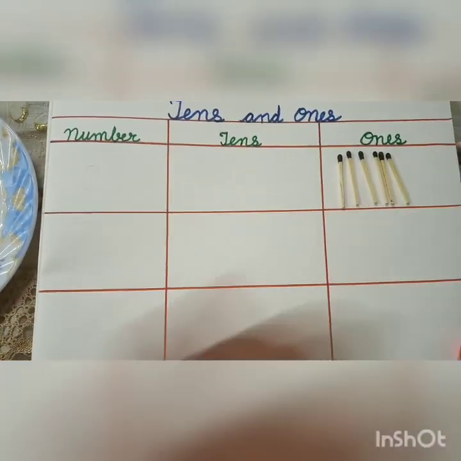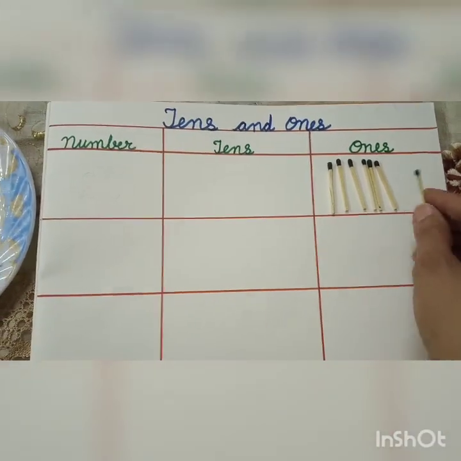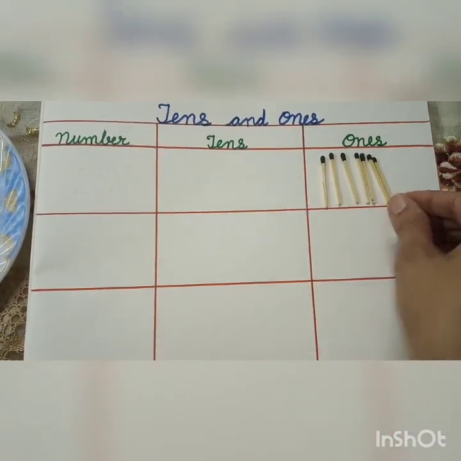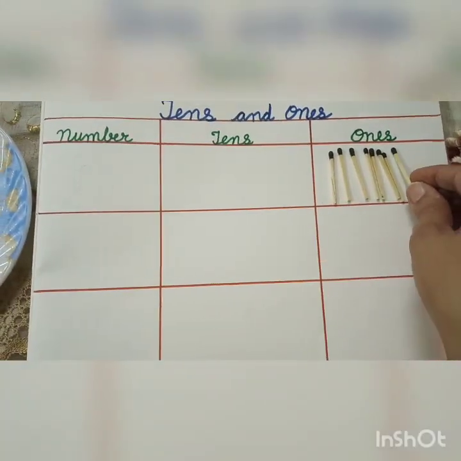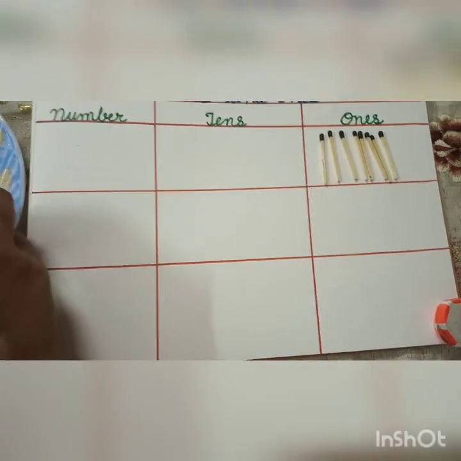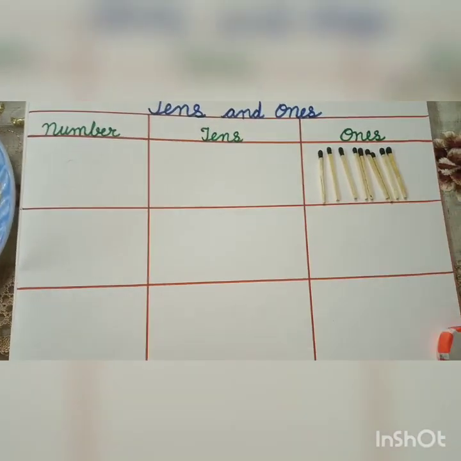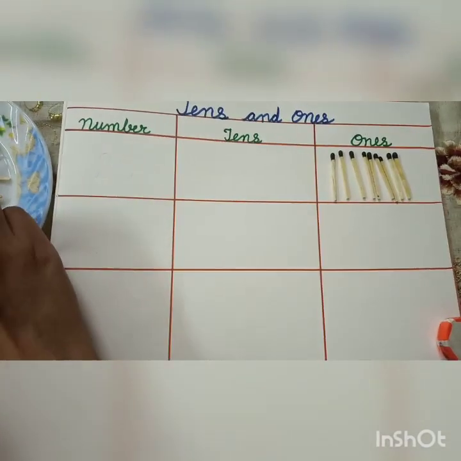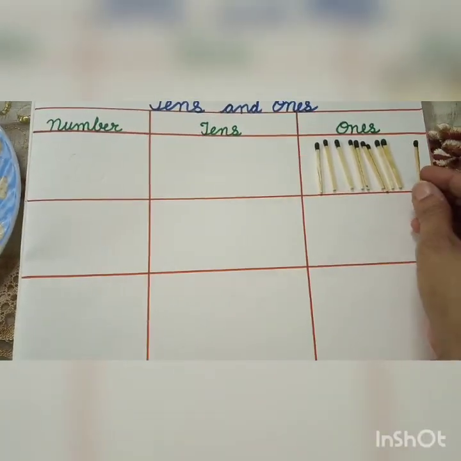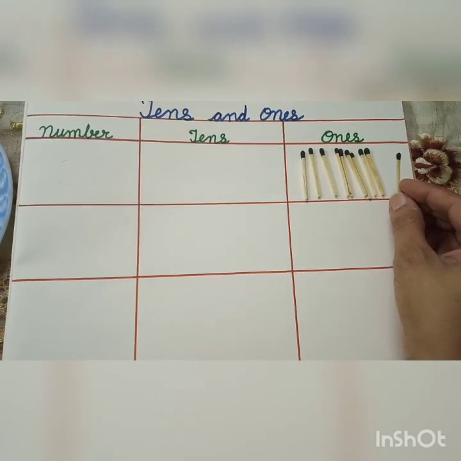Now this is 6 matchsticks. Now one more is added. So now there are 7. One more added, it becomes 8. And one more, then it becomes 9. When we add one more matchstick, it will become 10.